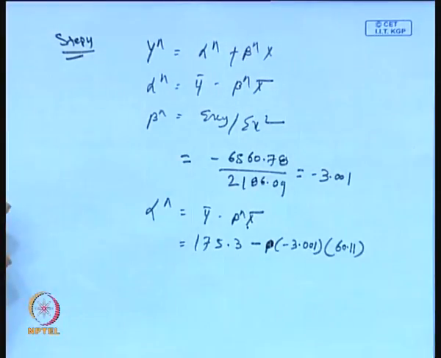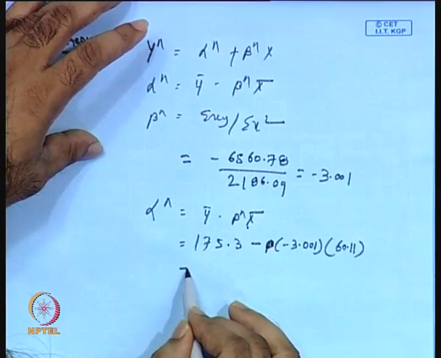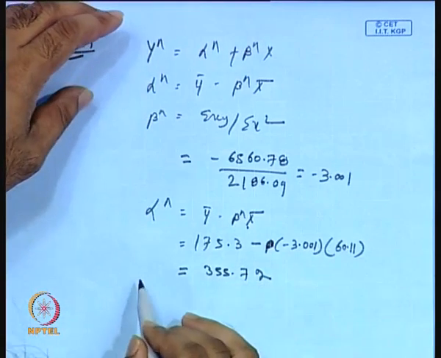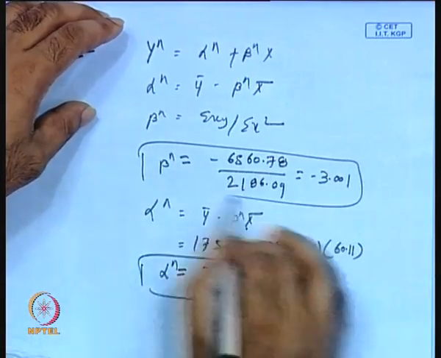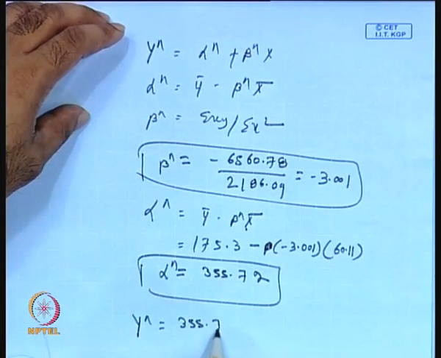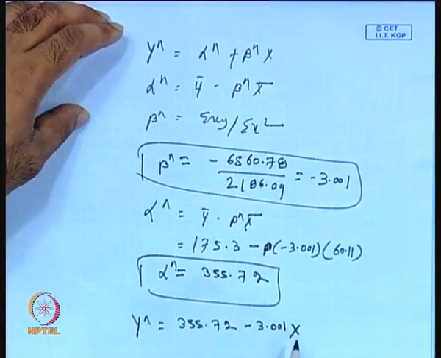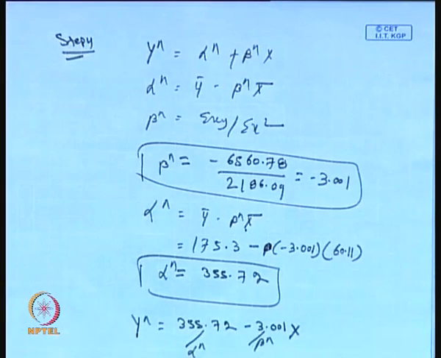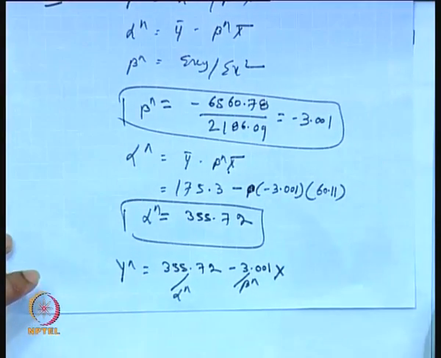Now with the help of alpha head, what will we get? If we simplify, then the alpha head component will be 355.72. So, this is the alpha head value and this is the beta head value. Now the estimated model will be y head equals 355.72 minus 3.001 x. Okay. So, this is alpha head and this is beta head.